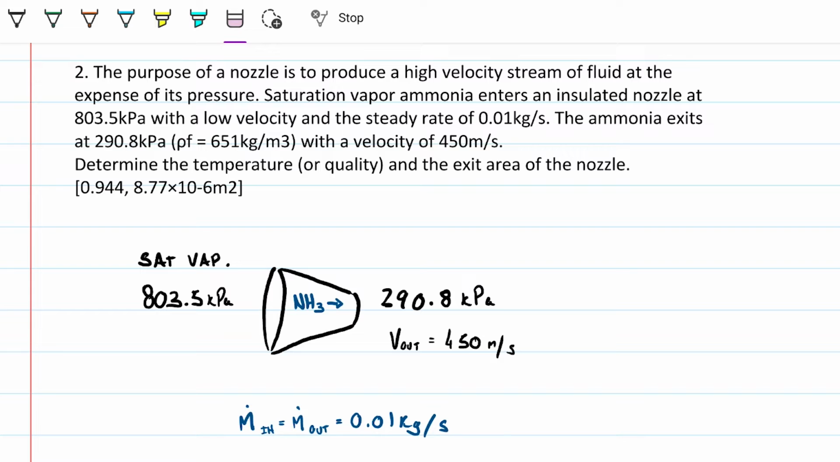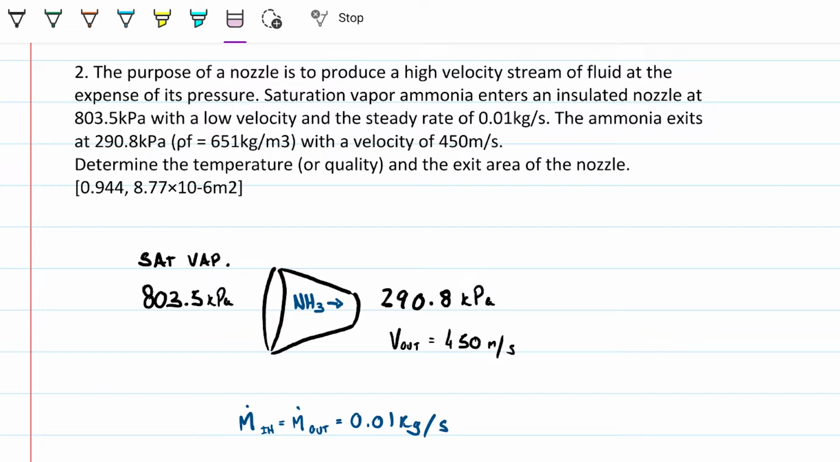The idea of a nozzle is that we will extract some of the internal energy, or some of the energy intrinsic to the fluid we're interested in, to speed it up. So we're transforming internal energy into kinetic energy. And the problem statement for this one reads: the purpose of a nozzle is to produce a high velocity stream of fluid at the expense of its pressure.